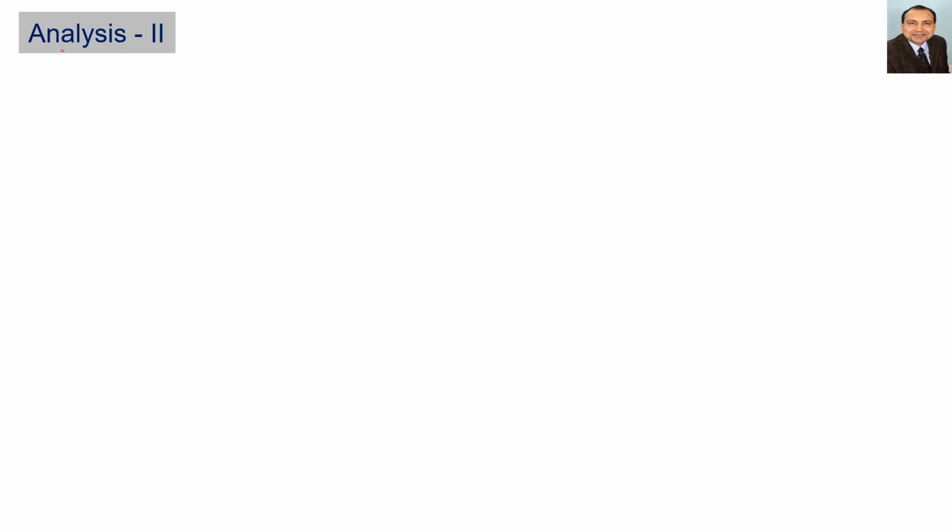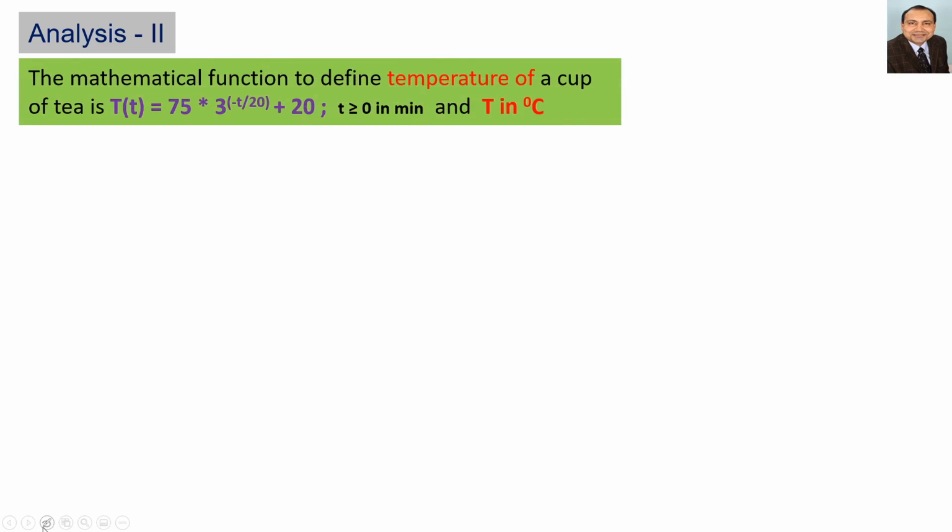Analysis 2. In the first analysis, there are data observation points which could be written in tabular form or in pair form, and you can plot a graph and then observe and explain to others how things vary in the surroundings with respect to time or other parameters.